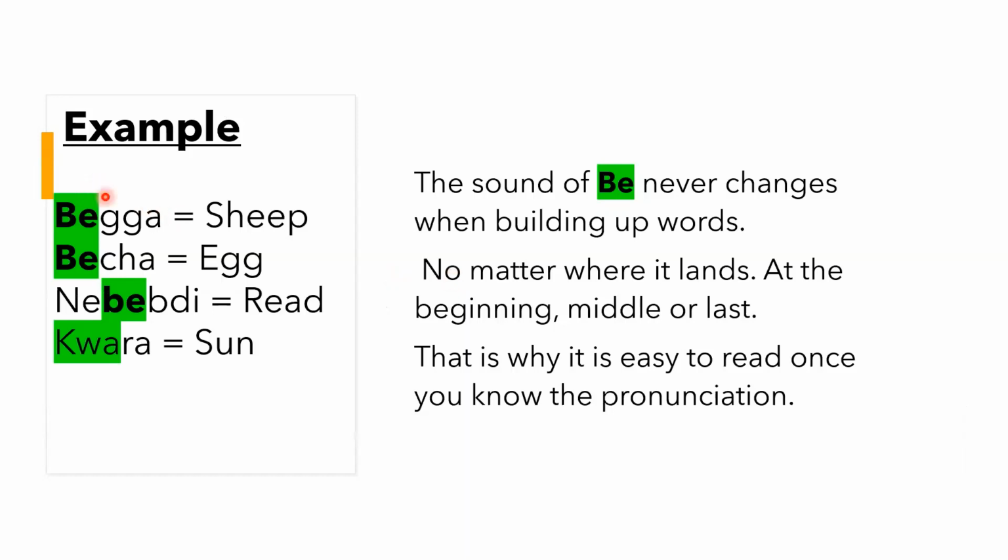And let's see the consonant that does have a vowel. The sound of be or the sound of all of those alphabets I just pronounced never changes when they build up a word. So no matter where it lands, at the beginning, at the middle, or at the end, it never changes. So this will be be, ga, be, cha, ne, beb, di, qua, ra. That's why it's easy to read once you know the pronunciations.